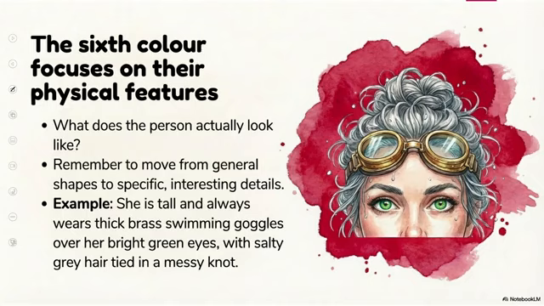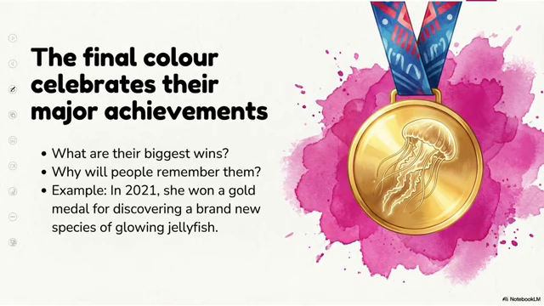The sixth tool or sixth color is their physical features. What does the person actually look like? Remember to move from general to specific. You have to add interesting details. Example: she is tall and always wears thick brass swimming goggles over her bright green eyes, with salty gray hair tied in a messy bun. The final thing which you have to do is write about their major achievements.